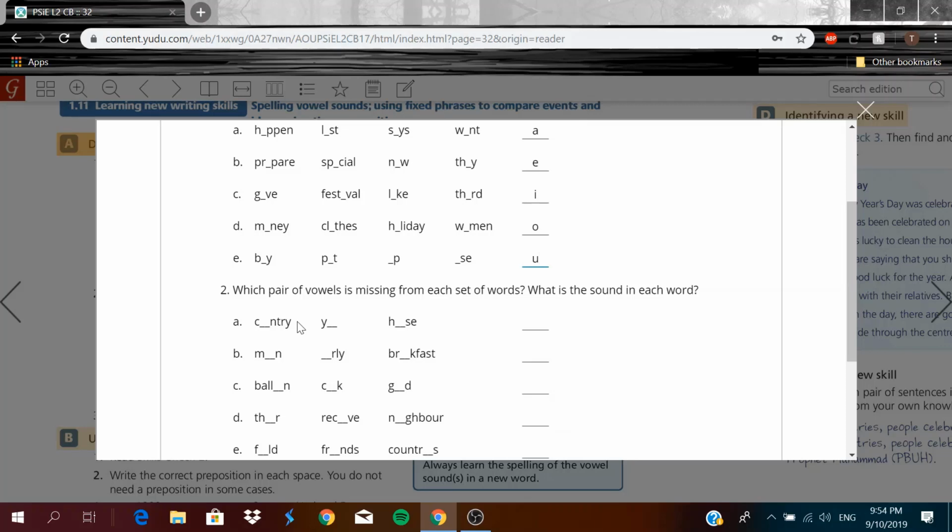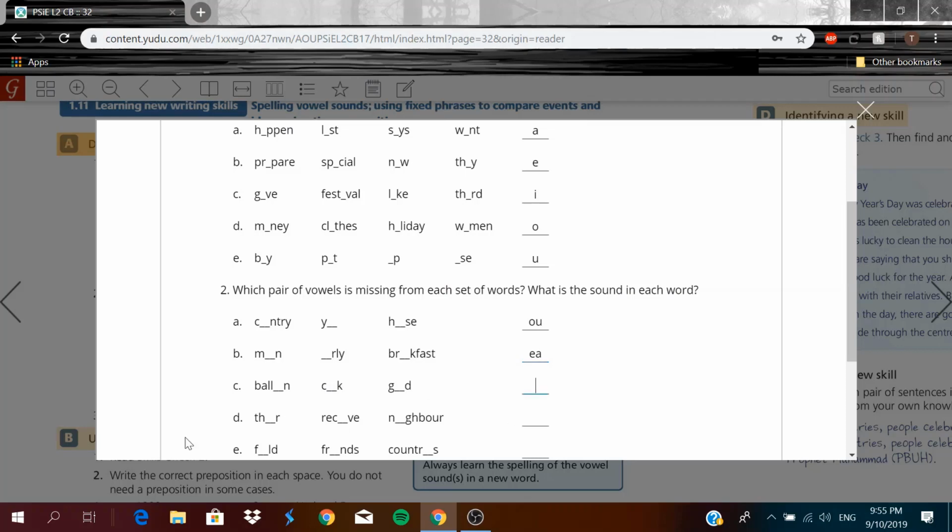Which pair of vowels is missing from each set of words, and what is the sound in each word going to be like? So now instead of a single vowel that's missing, it's going to be a pair of vowels, that means 2 vowels connected together. So what's going to be number 1, you guys? Or A? That's right, we're going to use O and U. So country, and house, right? And then for B, we have E and A together. So mean, early, breakfast. Again, mean, early, and breakfast.